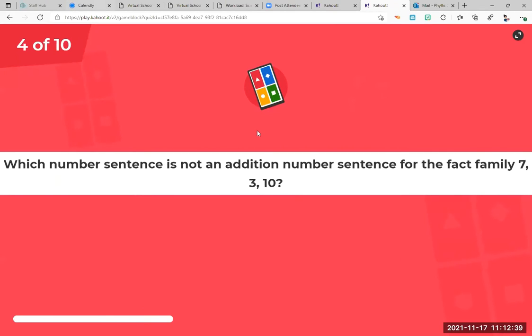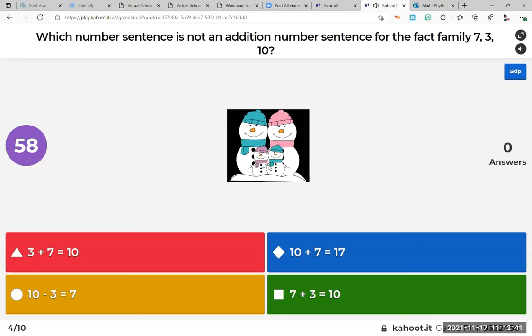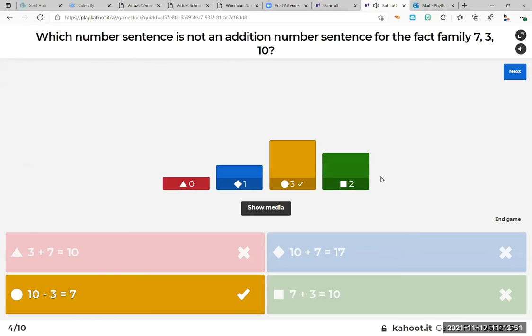Which number sentence is not an addition number sentence for this family? 7, 3, 10. Somebody let a stranger in. Can you see it? Did we find it? Not an addition number sentence. Oh, it has to be an addition.